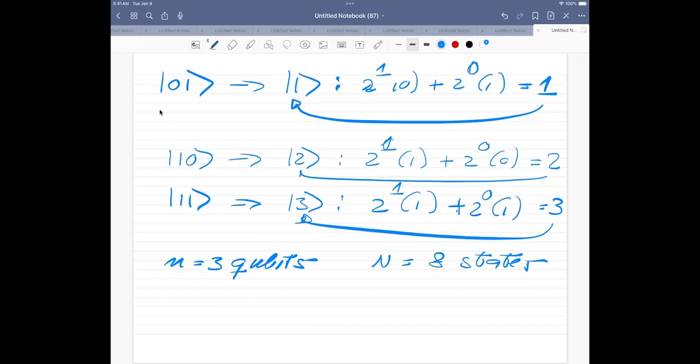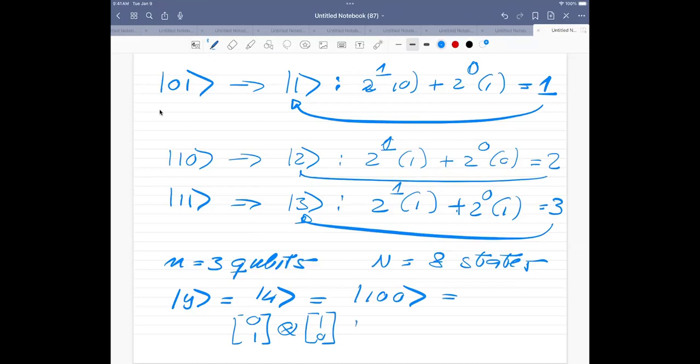That's 2 to the power of 3. So we could now say that we have a specific state y, which is given by this state 4. Let's say that this is the same as a state which is 1, 0, 0, 0. And this state is nothing but, sorry, not 1, 0, but 0, 1, tensor product with 1, 0, and tensor product with 1, 0.